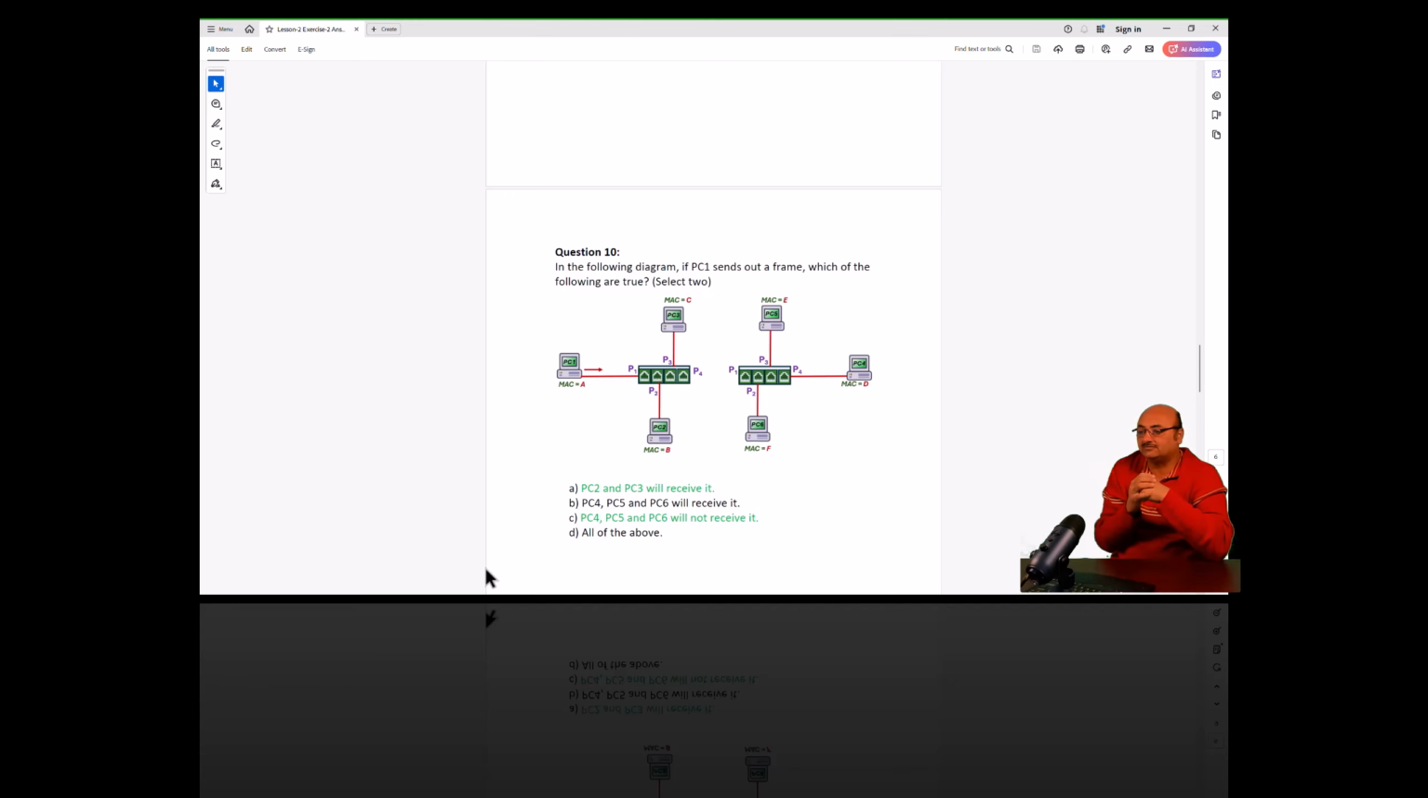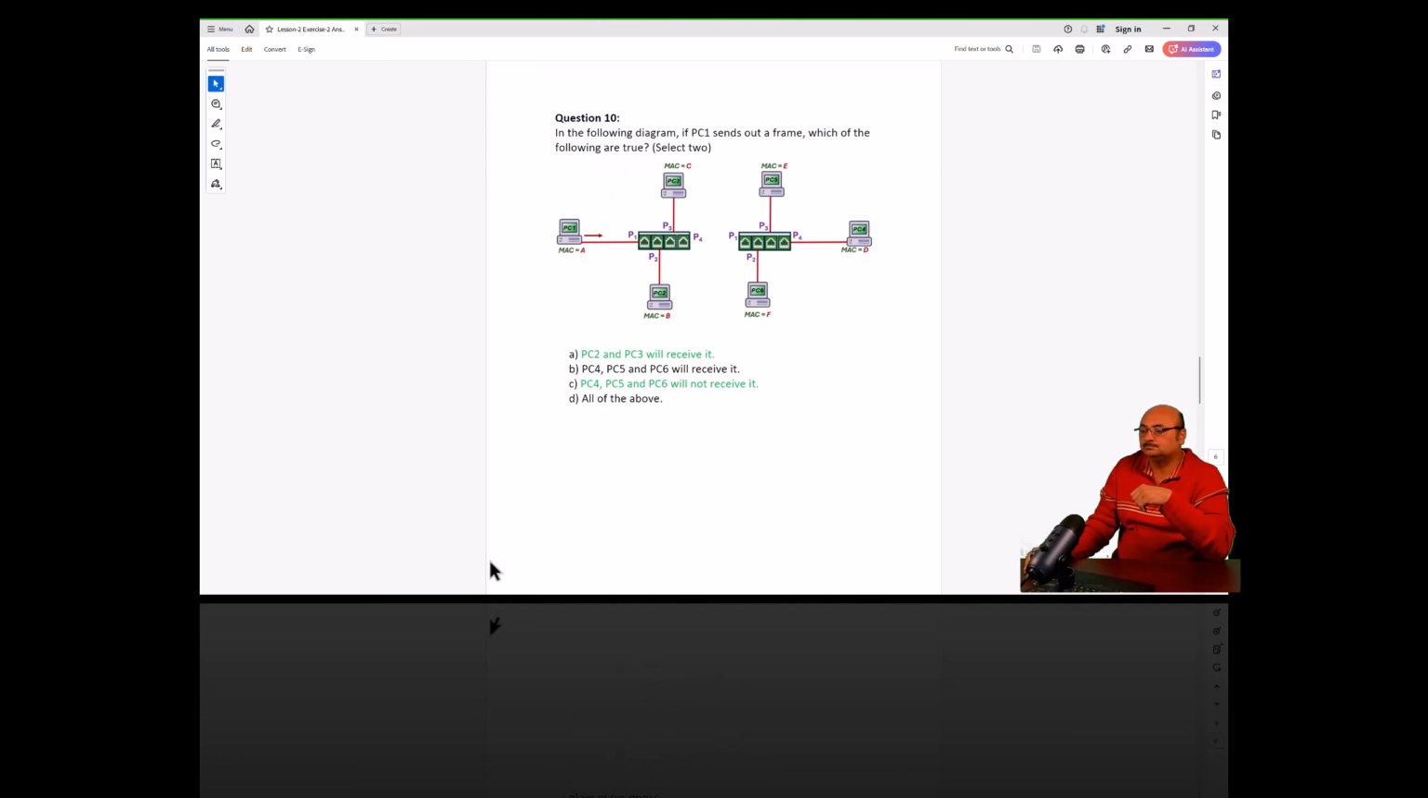PC4 and PC5 and PC6 will not receive it. Again, just trying to pass on the same concept in different ways, right? Framing the question in a different way, that is the intent. Okay, so simple, option A and C are correct here because there is no wire connecting the two hubs. So that's why whatever PC1 is sending, PC4, PC5 and PC6 will not receive it.